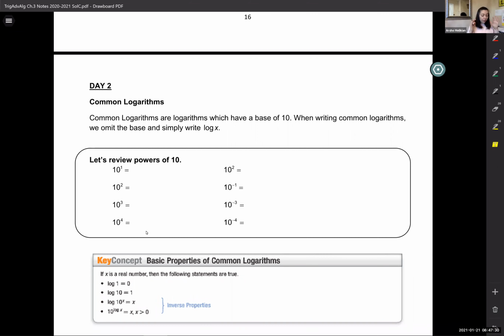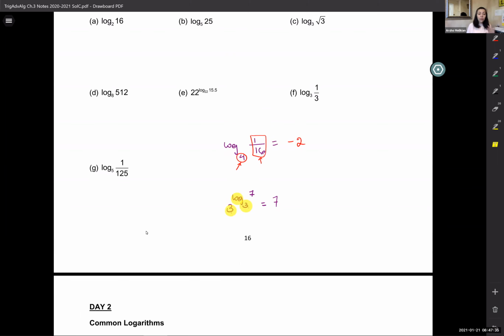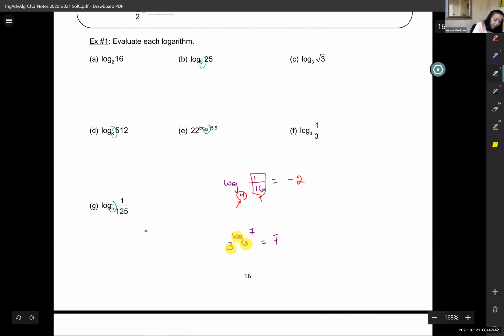All right, so let's talk about common logarithms. Yesterday, when you started working with logarithms, you saw that they could have any base. Any number can qualify as a base. However, there is a specific number that is, for lack of a better word, a lot more common in modern applications.